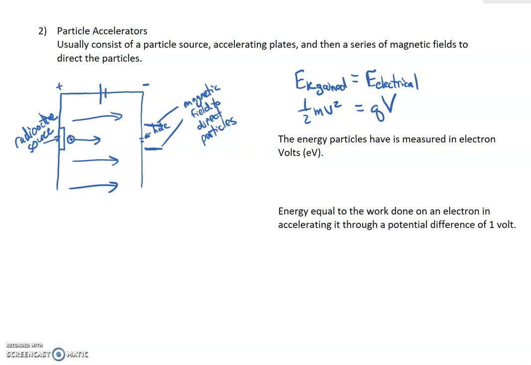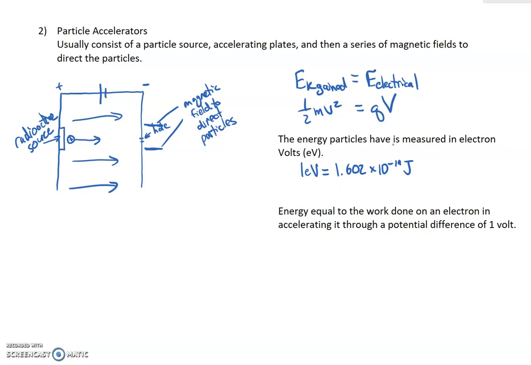Now we often measure energy in joules, but in this case the energy that particles have is usually measured in electron volts. 1 electron volt is equal to 1.602 times 10 to the negative 19 joules. You might think, I've seen that number before. In fact, that's the charge in coulombs on an electron. This energy is equal to the work done on an electron in accelerating it through a potential difference of 1 volt.